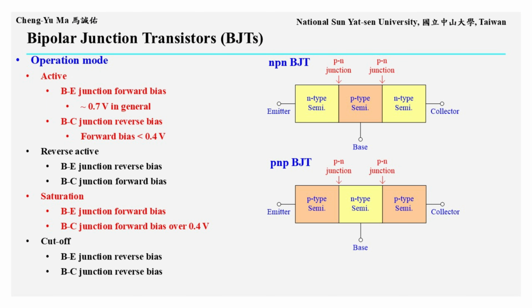From the previous section on the operating concept of BJTs, we know that a BJT has 4 operation modes. These modes are determined by the bias conditions of the base emitter PN junction and the base collector PN junction. In most circuit applications, a BJT operates in active mode, while some cases operate in saturation mode.